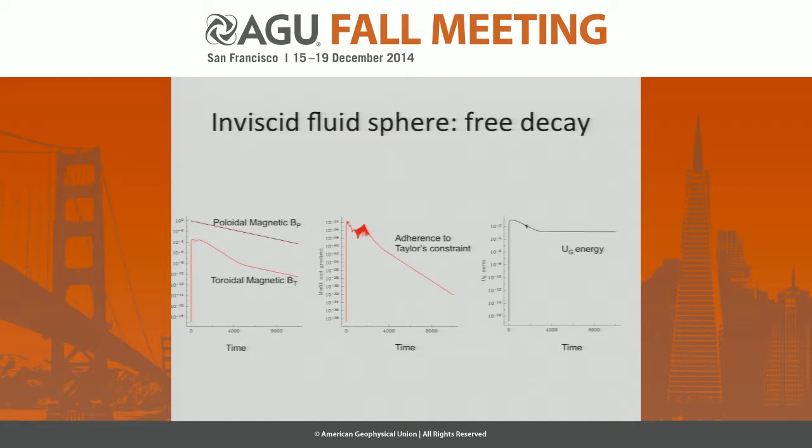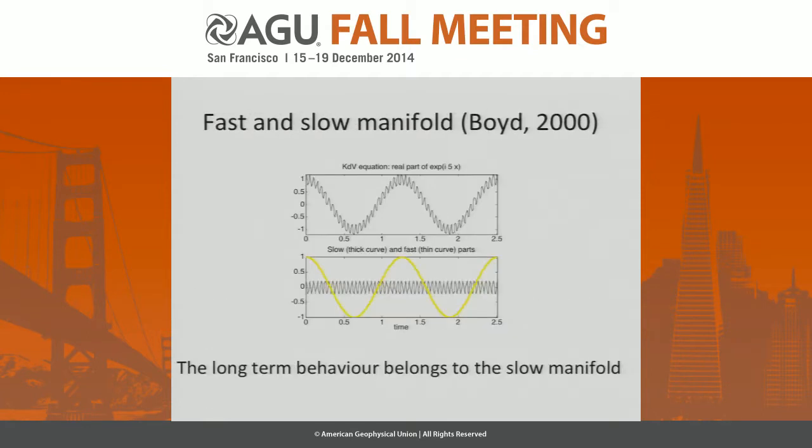The poloidal magnetic field is decaying. The toroidal magnetic field, you induce a toroidal magnetic field because of the flow. You induce some energy in a geostrophic flow. And here's the adherence to Taylor's constraint again, starting at about 10 to the minus 16 and dropping. And in fact, the poloidal magnetic energy is not much altered from the solid analytic solution, which is minus pi squared. So anyway, that's just a sort of canonical problem.